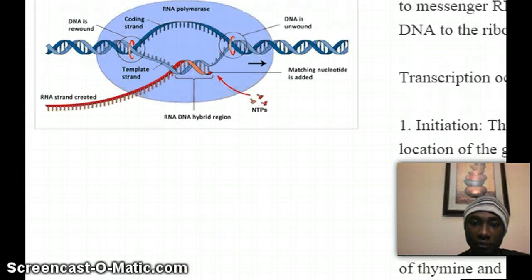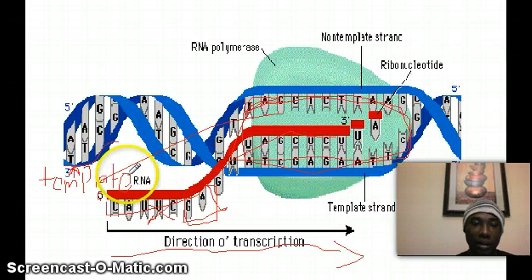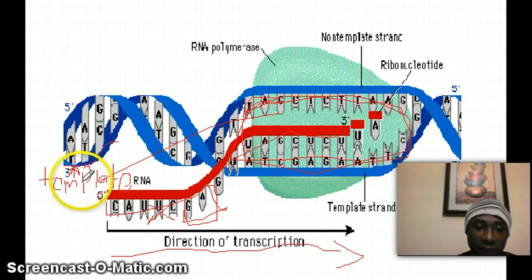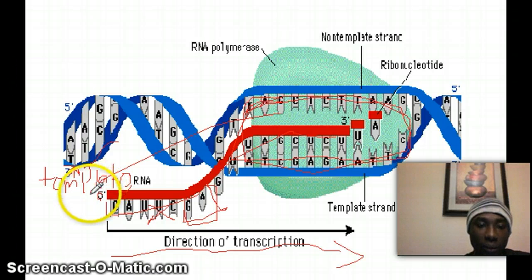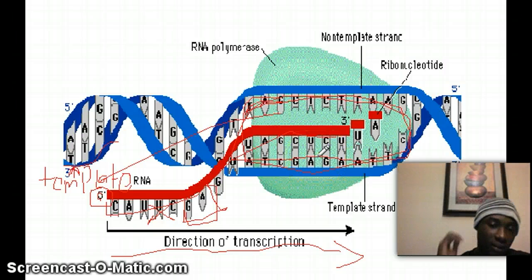So basically, in the final step, a 5' end cap will be placed on the 5' end of the pre-RNA, and a 3' end poly A tail will be attached to the 3' end of the pre-RNA. So the next step, what's going to happen next is splicing.